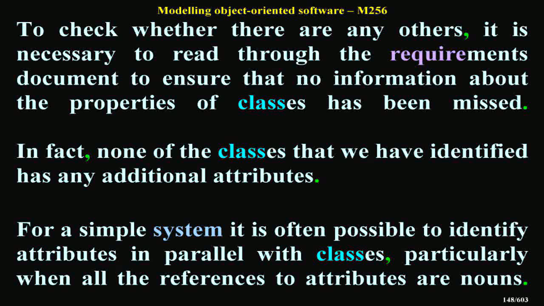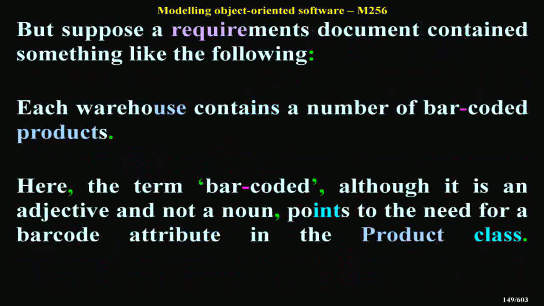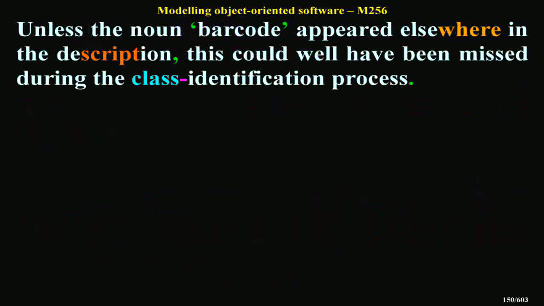For a simple system, it is often possible to identify attributes in parallel with classes, particularly when all the references to attributes are nouns. But suppose a requirements document contains something like the following. Each warehouse contains a number of barcoded products. Here, the term barcoded, although it is an adjective and not a noun, points to the need for a barcode attribute on the product class. Unless the noun barcode appeared elsewhere in the description, this could well have been missed during the class identification process.